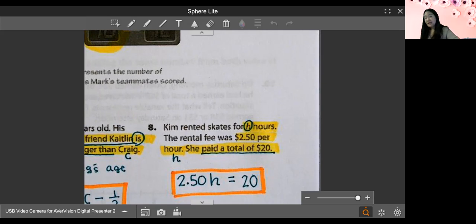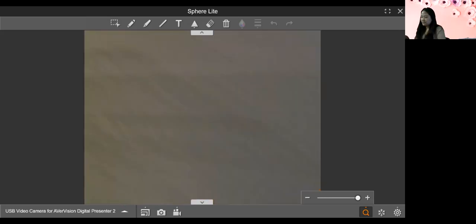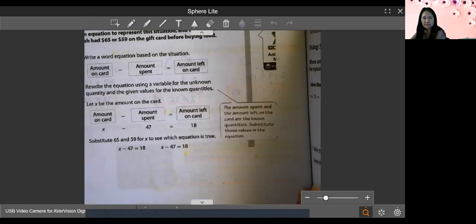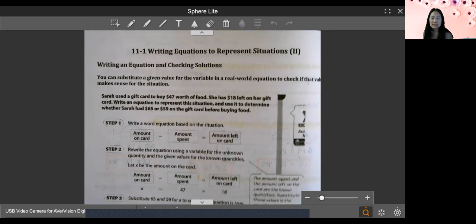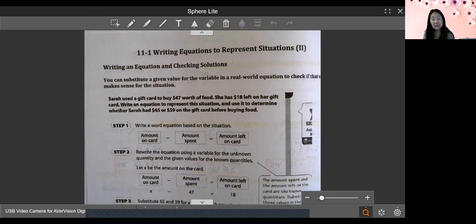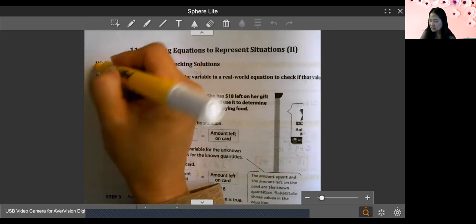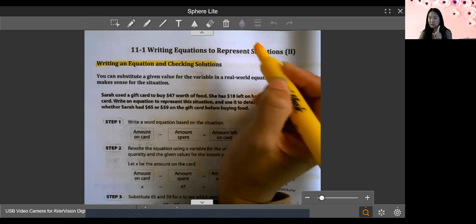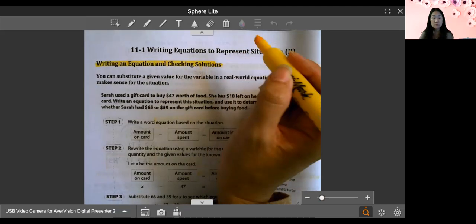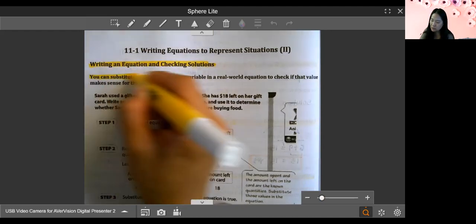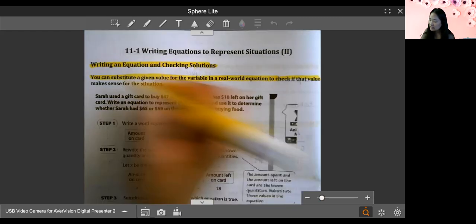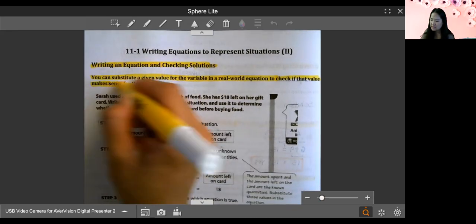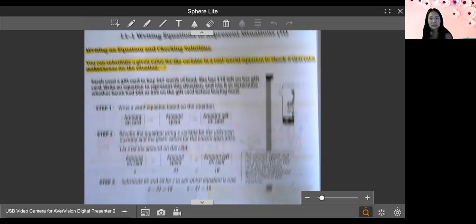Okay, next page. We have just a couple more problems here. So now it says writing an equation and checking the solutions. Okay, so you're gonna write the equation and then you will also check what is the correct solution. You can substitute a given value for the variable in a real world equation to check if that value makes sense for the situation. Let's first take a look at the problem.